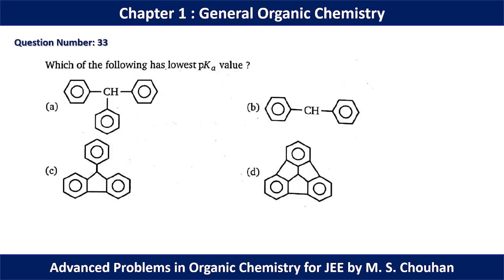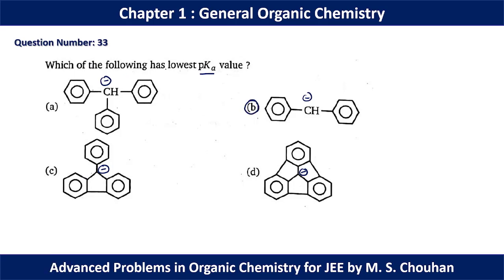In question number 33, which of the following has the lowest pKa value? Lowest pKa value means we have to find the most acidic. So we have to find the conjugate base stability. Here we have a negative charge, and this is stabilized by the resonance of a 3-phenyl ring. Again, in molecule C we have a negative charge in this position, the most acidic hydrogen, stabilized by a 3-phenyl ring. Here we again have a negative charge stabilized by a 3-phenyl ring. Here we have a negative charge but stabilized by a 2-phenyl ring. So we can say that in position B we have the least stabilized conjugate base.